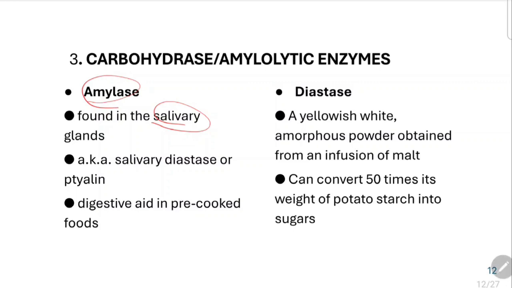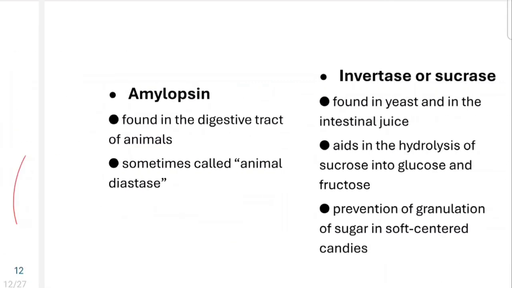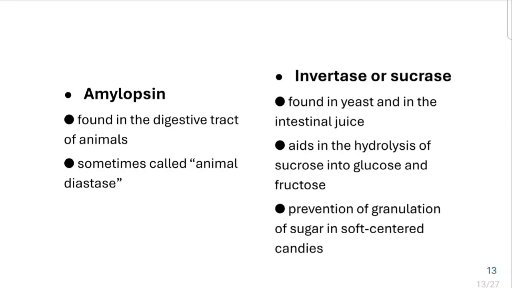Next is your diastase, a yellowish white amorphous powder obtained from an infusion of your malt and can convert 50 times its weight of potato starch into sugar. So it degrades your polysaccharides into mono or disaccharides. Most usually from di to mono yung ginagawa niya.